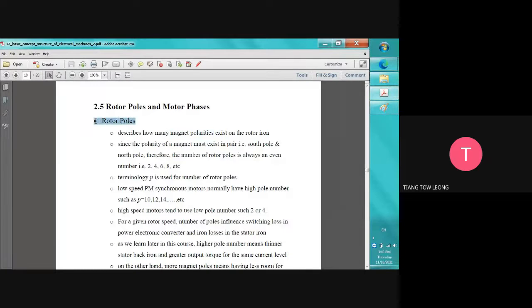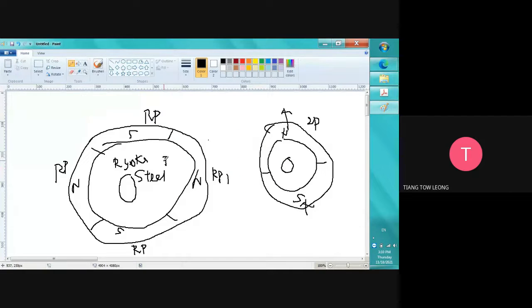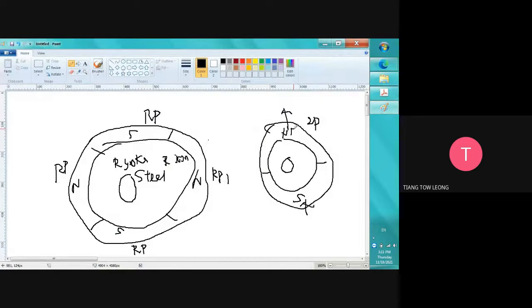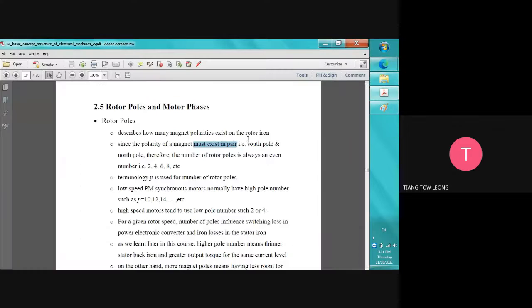So what is a rotor pole? A rotor pole describes how many magnet polarities exist on the rotor iron. So this is called the rotor iron. And then, since the polarity of the magnet must exist in pairs, it must be like pole 1, pole 2. So this one is called a two-pole machine. It must be in pairs, with the south and the north pole. Therefore the number of rotor poles is always even, which means 2, 4, 6, 8.